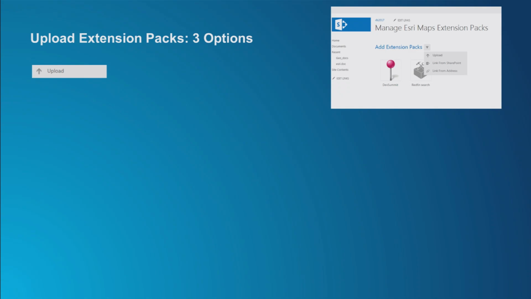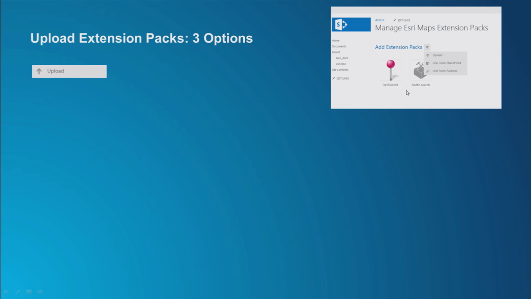So once you have your extension pack ready, you should tell Esri Maps for SharePoint where to find this extension pack. And our code will find the manifest file and parse it. Then we know what tools, behaviors, and picture markers are available in the extension pack. So there are three options to let SharePoint know about the extension pack. You can either upload a zip file. That's the most convenient way.